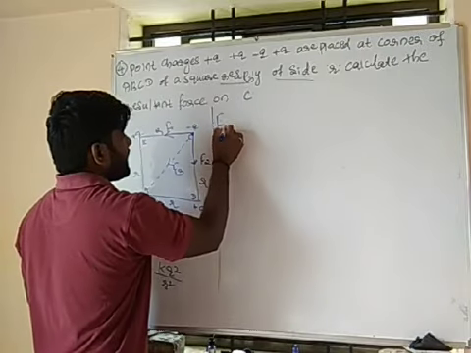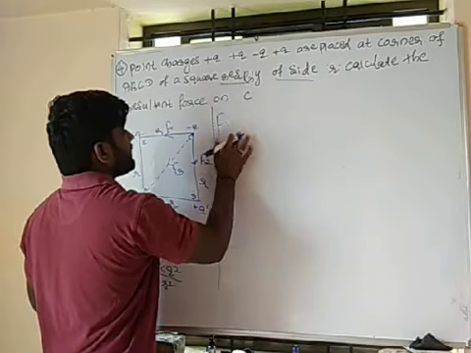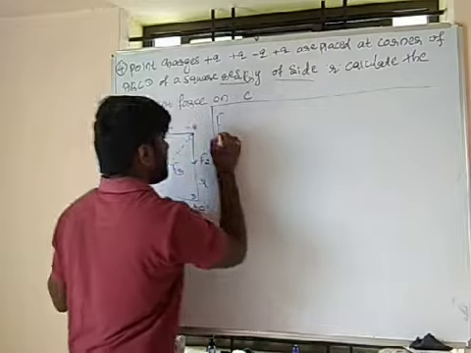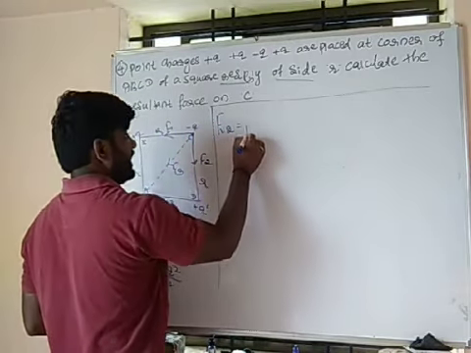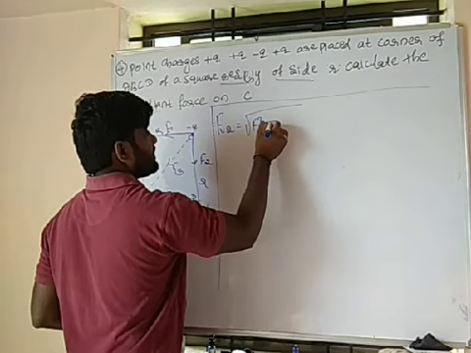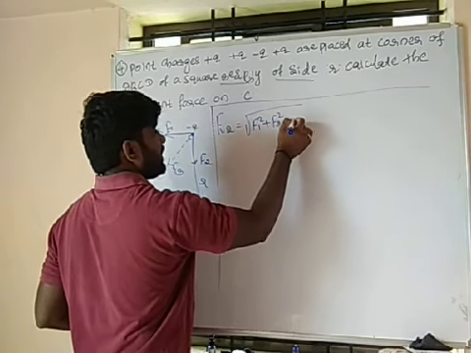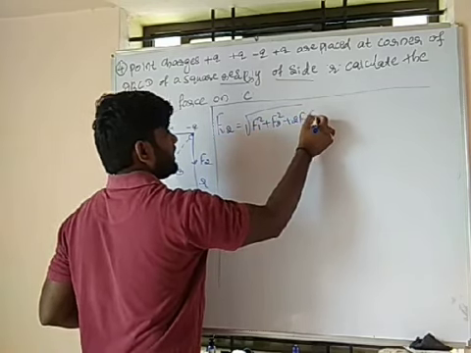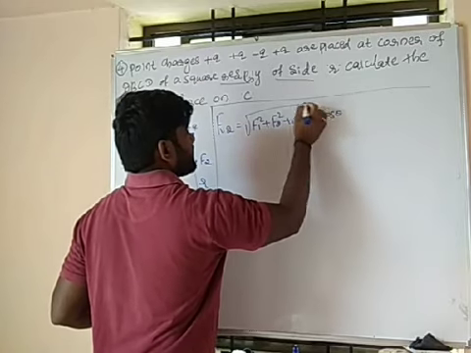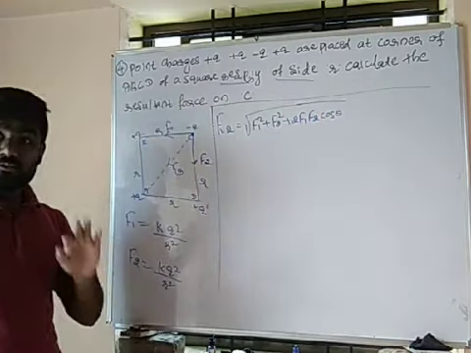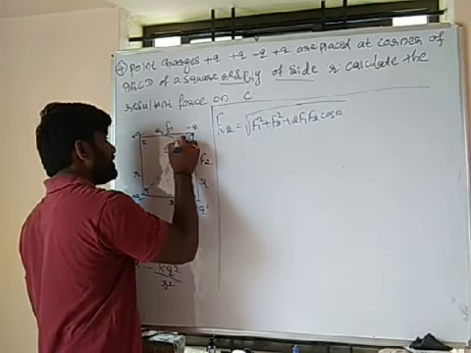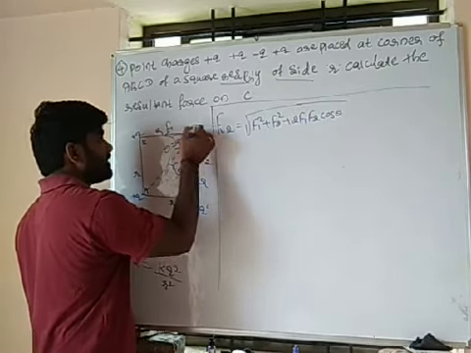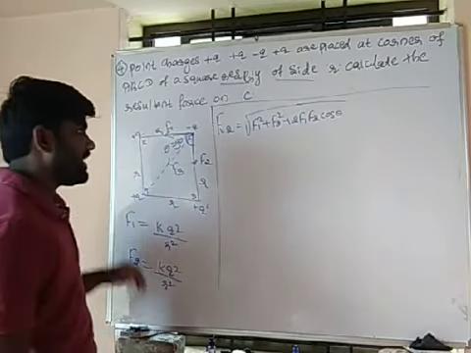So I am taking F12. I am writing here. F12 is equal to, what should I write? Root of F1 square plus F2 square plus 2 F1 F2 cos theta. Then what is theta here? Between these two, theta must be 90 degree. Is it not? See here. Theta must be 90 degree.